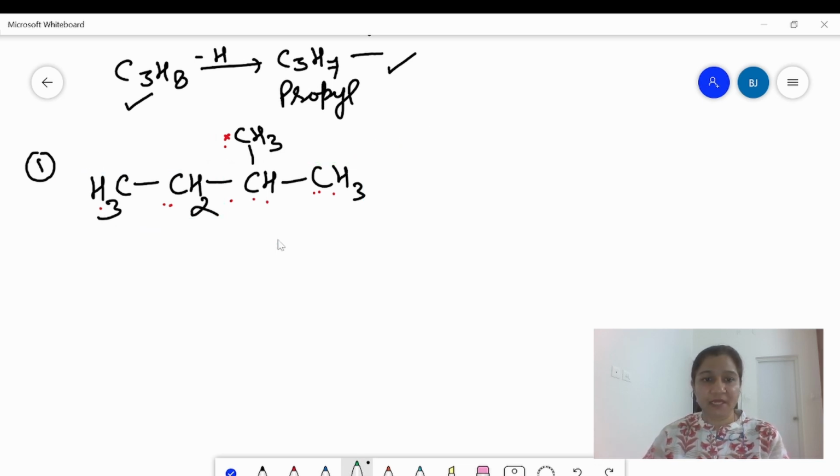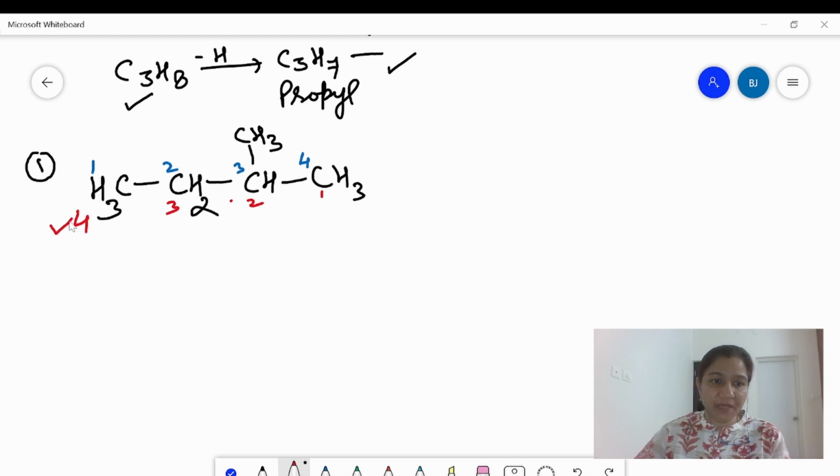So look at this. If we are taking the blue chain, let us give the numbering. While giving the numbering, what should we see? There are two possibilities, whether you write the numbers like this 1 2 3 4, or like this 1 2 3 4. Which is the correct numbering? This is the correct numbering, but this one is the wrong numbering.